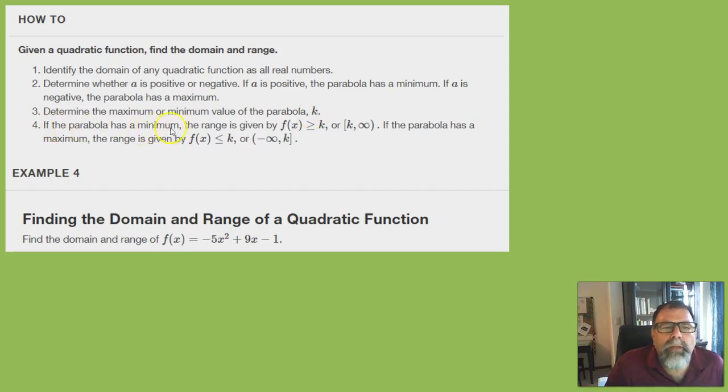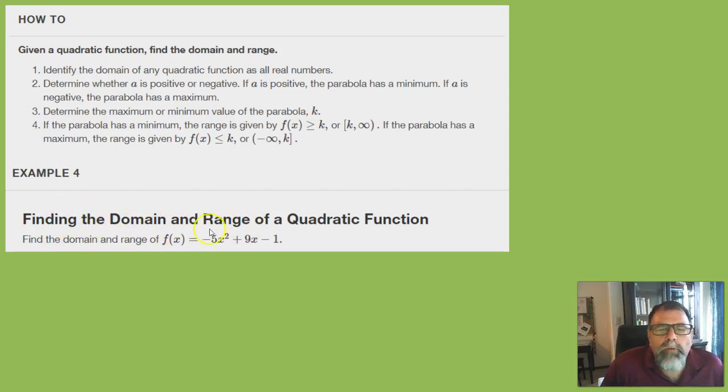If the parabola has a minimum, the range is given by k to infinity, and if the parabola has a maximum, the range is given by negative infinity to k. I like to just draw a quick picture, like I showed you in the diagram in the previous slide. Okay, so let's try this.